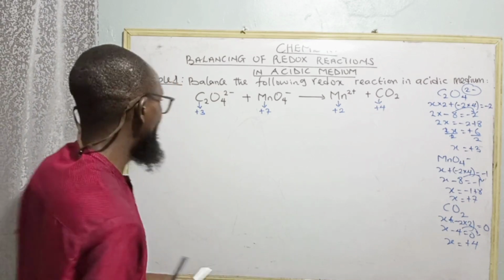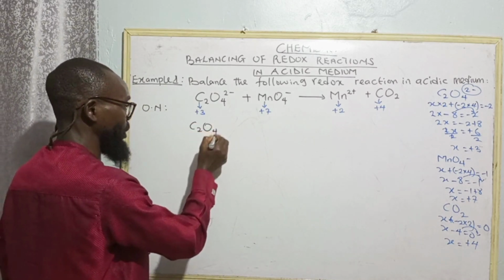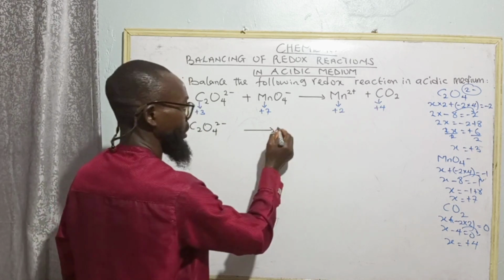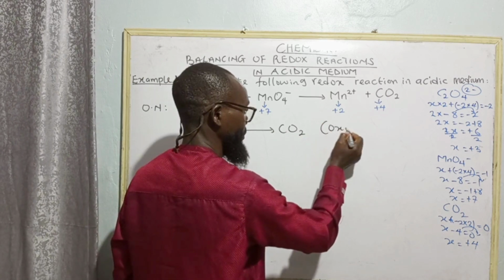So from here, we can have C2O4 2 minus moving to CO2. We call it oxidation.